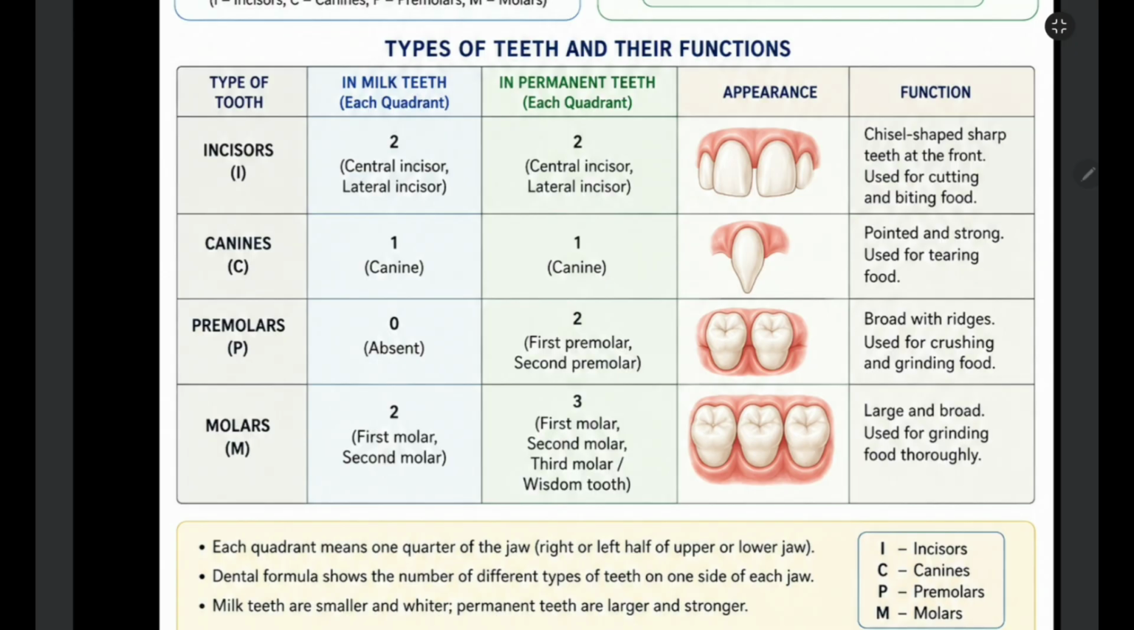So next, we come on to the types of teeth and their function. The incisors are basically chisel shaped and they help in cutting and biting. Canines, as they are sharp and pointed, they are used for tearing of food. Premolars are absent in case of children, but in case of the adults, they are for crushing and grinding the food. And again, the molars, they are broad teeth, large teeth used for grinding the food thoroughly.